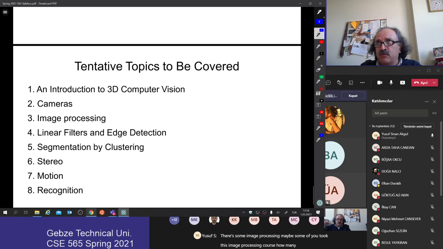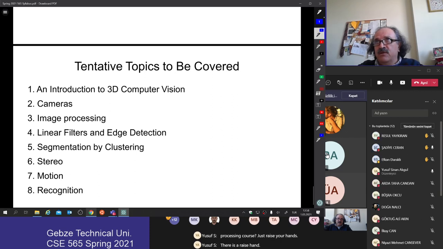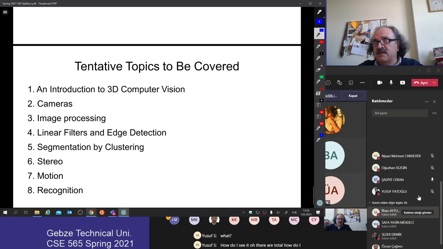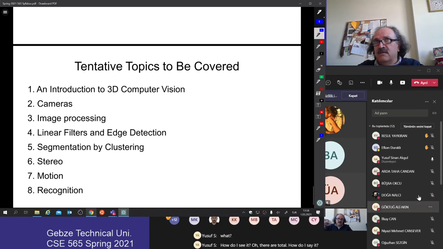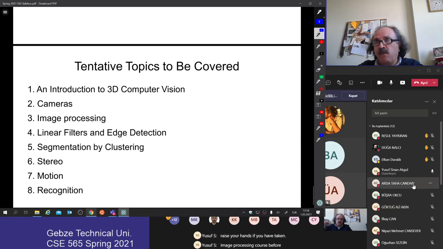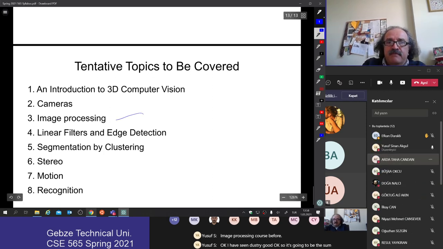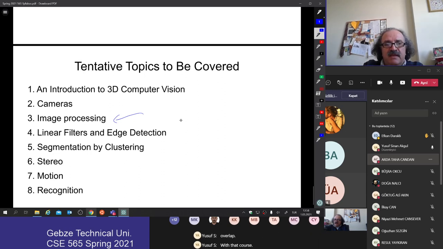How many people took the image processing course? Just raise your hands. One, two, three. I have seen only three people's hands. Could you do it again? Raise your hands if you have taken an image processing course before. Okay, I am seeing just three. Good, okay. So there is going to be some overlap with that course and here too.